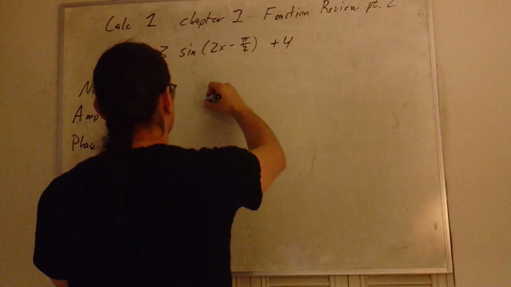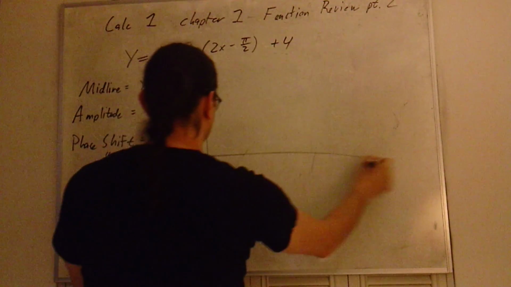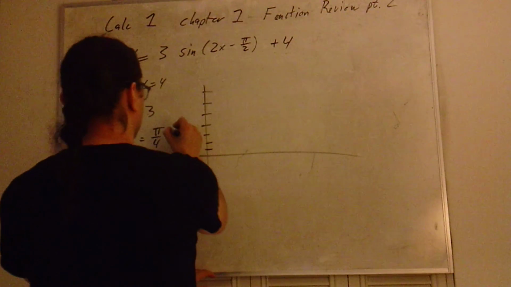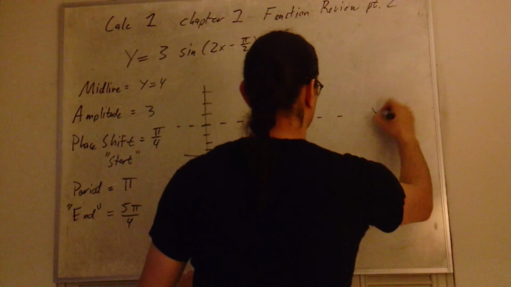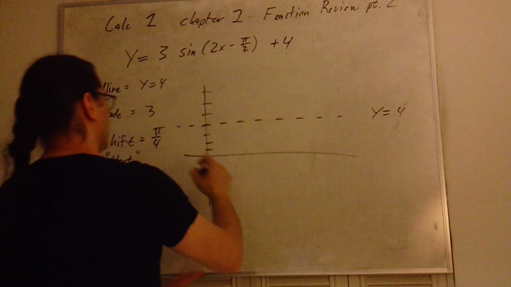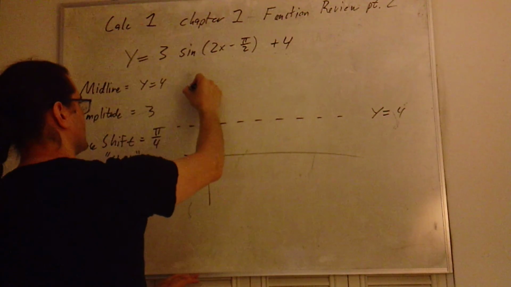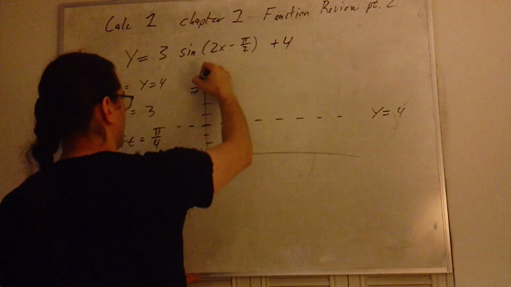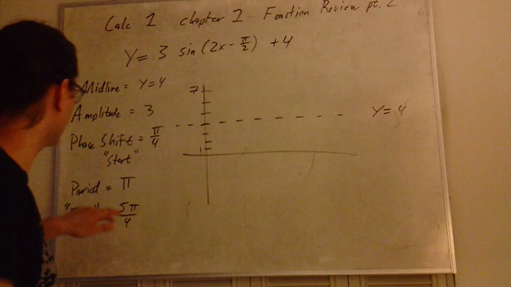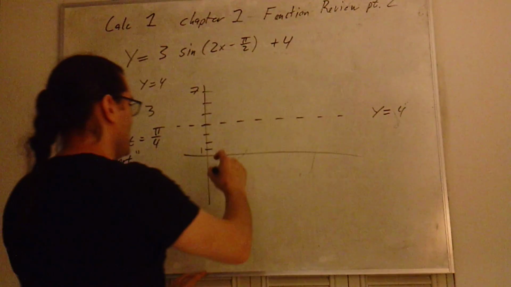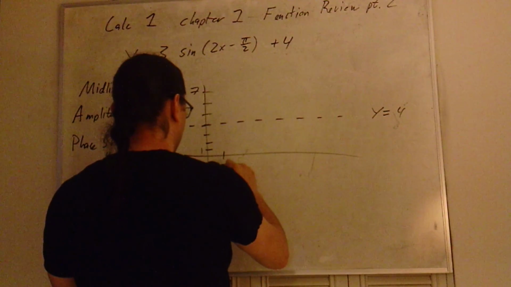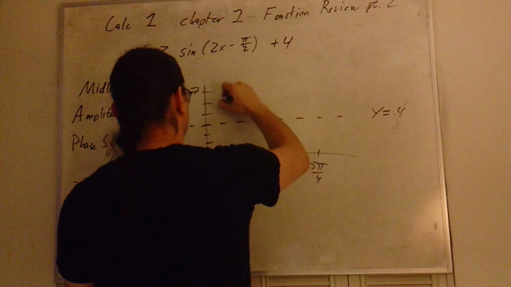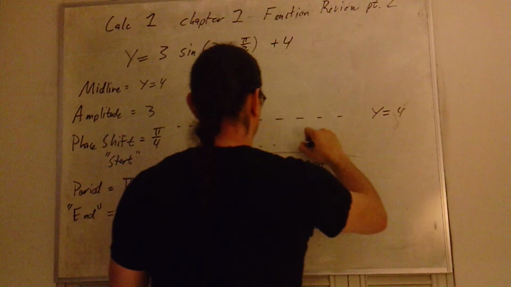So we can make ourselves a graph using this information. The midline is here, y equals 4. From the midline I'm going to go up 3 to 7 and down 3 to 1. So I'll have this as my peak value and this is my minimum value. On the x-axis I'm going to start at pi over 4 and I'm going to end at 5 pi over 4. So I like to sort of draw a little box here.